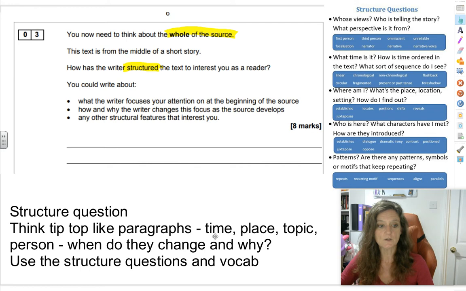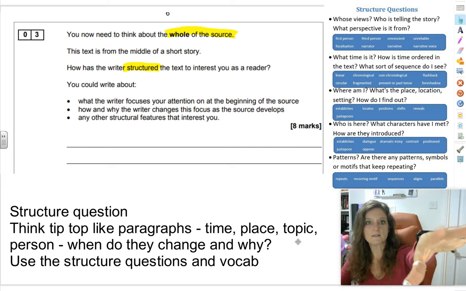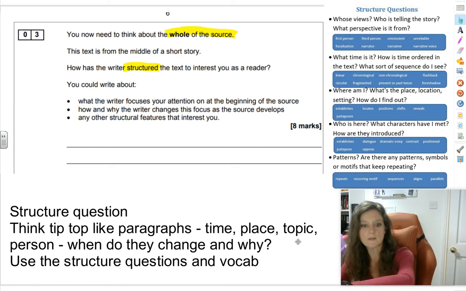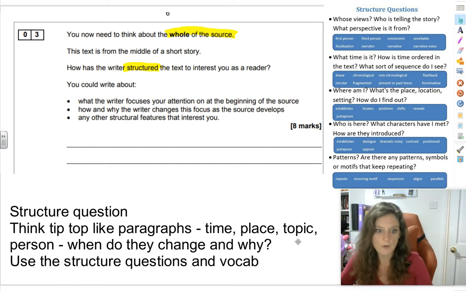So these are the things you can look for in the structure. What's the time doing? How's the place changing, or is it changing? Is the topic changing? So like in our dinosaur one, the topic changes from the beast in the distance to the beast getting up closer, for example. And then the topic goes from trying to shoot the beast and Mr. Eccles trying to run away. So you see what I mean by topic.